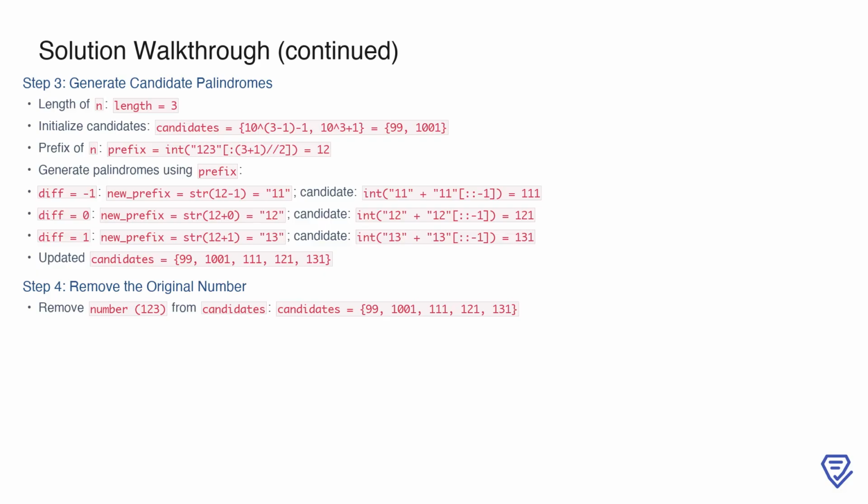Using this prefix, we generate new palindromes by adjusting the prefix value with differences of -1, 0, and 1. Subtracting 1 gives a new prefix of 11, which produces the palindrome 111. Using the prefix unchanged results in the palindrome 121, and adding 1 to the prefix gives 13, resulting in the palindrome 131. Combining these with our initial fixed candidates, we now have the set 99, 1001, 111, 121, 131. The original number 123 is then removed from the set, leaving the same set of candidates unchanged.